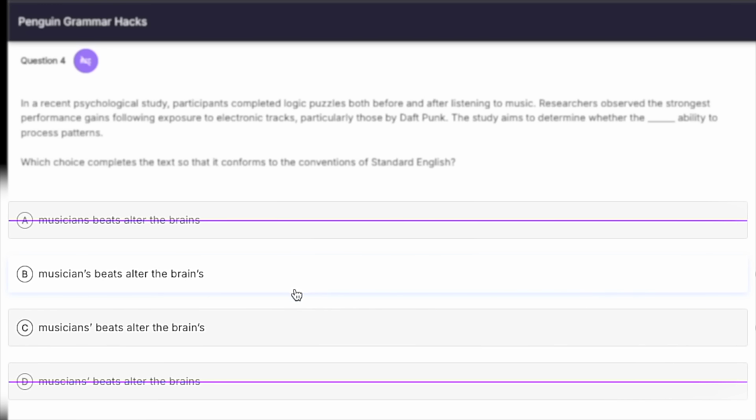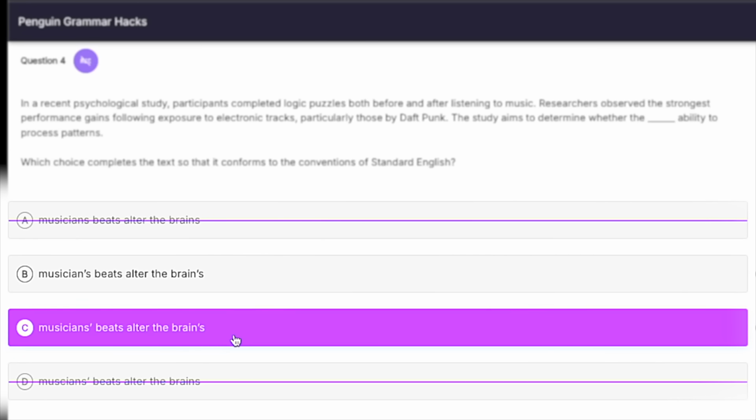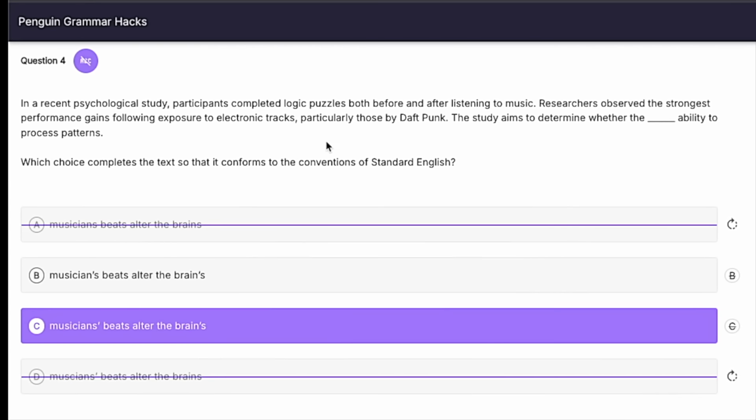The only difference being, do we have plural musicians? That would be apostrophe after the S, or singular musician. Well, I know it's going to be plural because in context, participants are listening to multiple tracks. And even the singular Daft Punk is a band made up of multiple members. So it's going to be choice C.